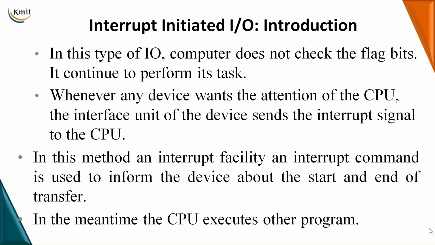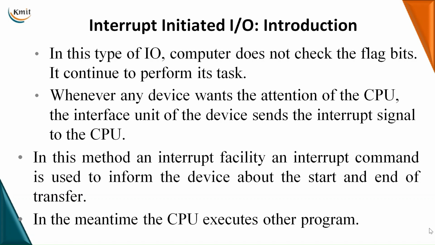So here the CPU is wasting its time checking the flag bits rather than executing other programs. In order to overcome the disadvantage of programmed IO, we come up with interrupt initiated IO. In this type of IO, the CPU does not check the flag bits. It continues to perform its task, and it is the responsibility of the interface unit to interrupt the CPU whenever it has data in its register that has to be transferred to the memory unit of the computer.